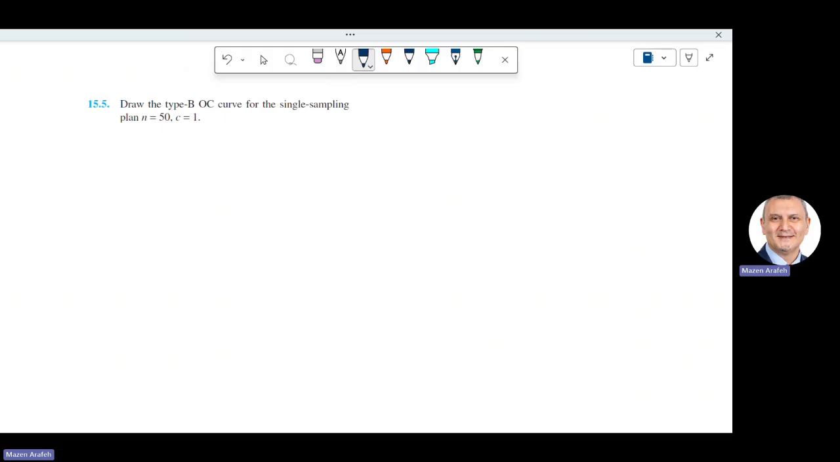Draw the type B OC curve for the single sampling plan n equals 50 and c equals 1. This is the OC curve that is based on the binomial distribution. So it's based on the binomial, which we covered in class.